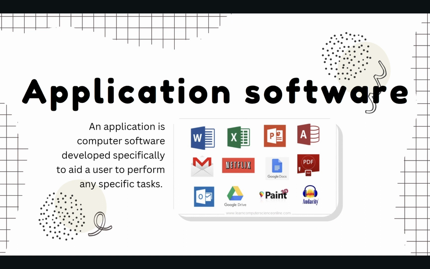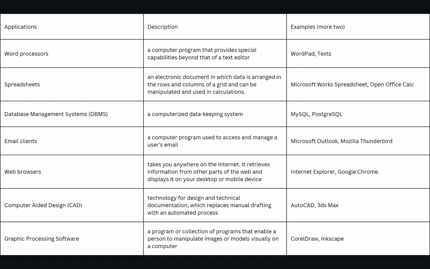Now we are done with the operating system. Let's talk about application software. Application software is computer software developed specifically to aid a user to perform specific tasks. There are a lot of them, 7 different applications.